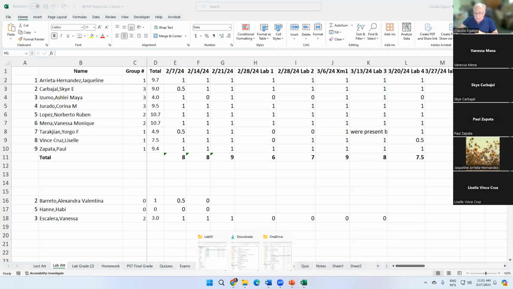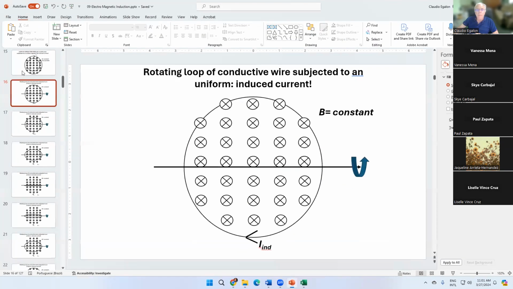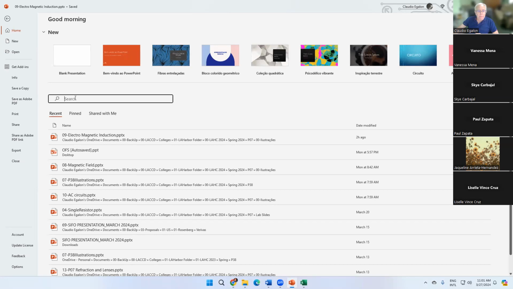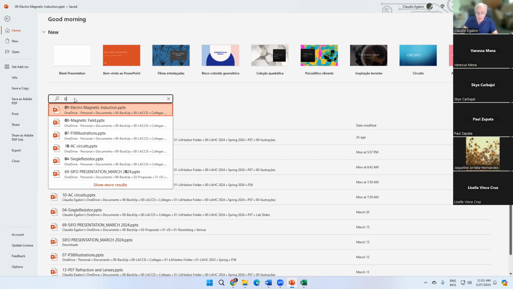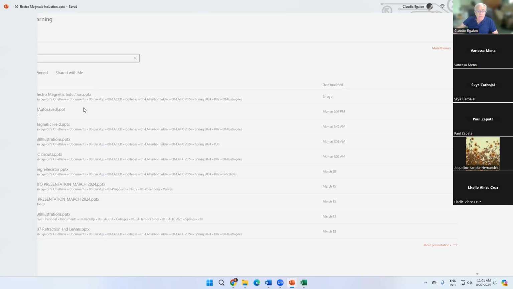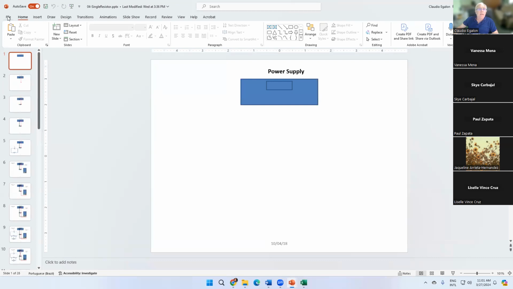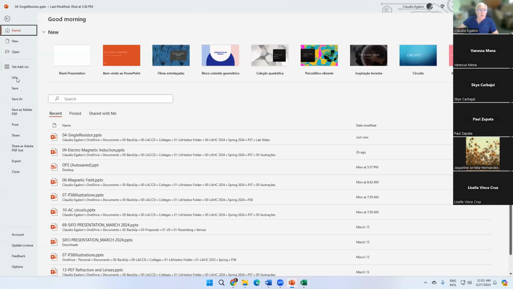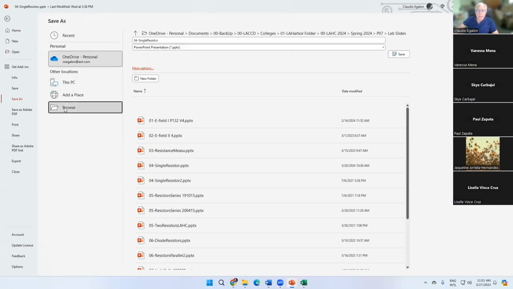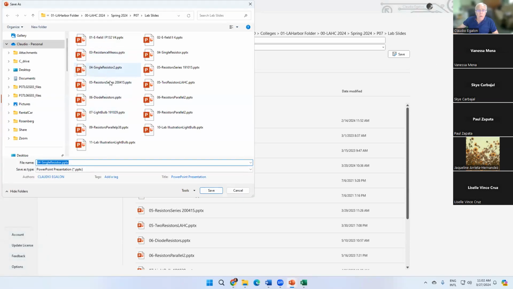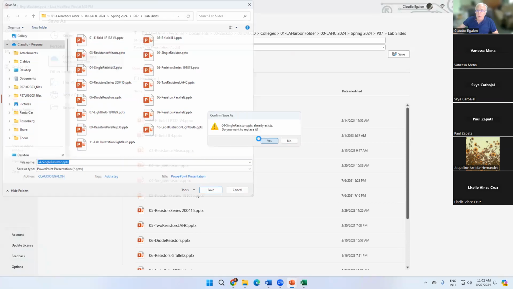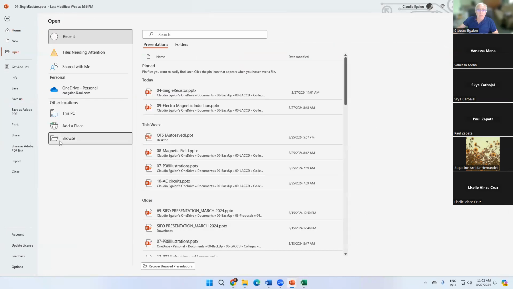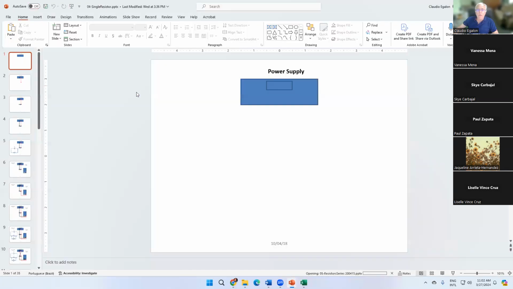Let me get all my stuff here. Let's see, single resistor. What about 5? Nope. So single resistor, that's what we did last time. I don't want a single resistor, I want a double resistor, and I am going to get it now. Resistor, single resistor, okay. Open. Single resistor in series. Okay, here you go.